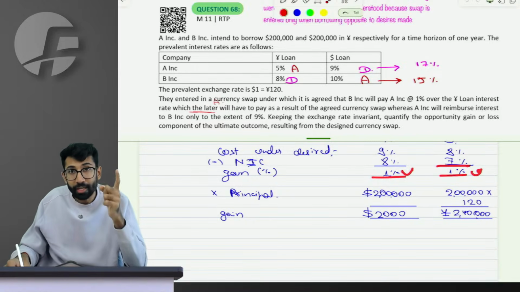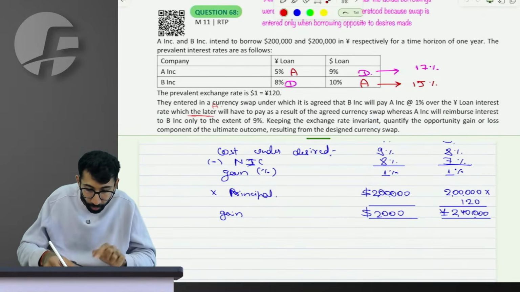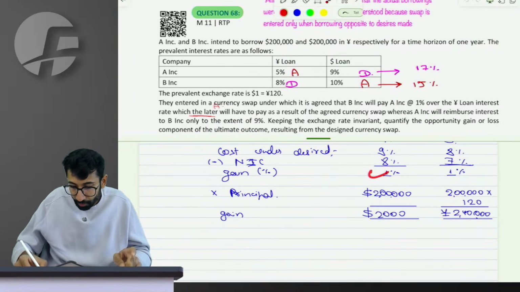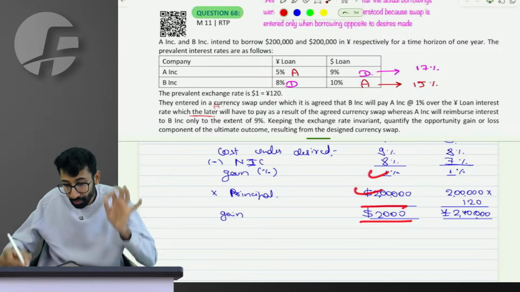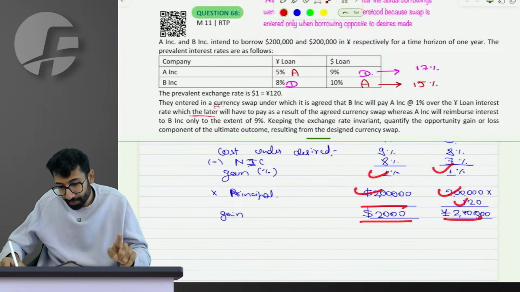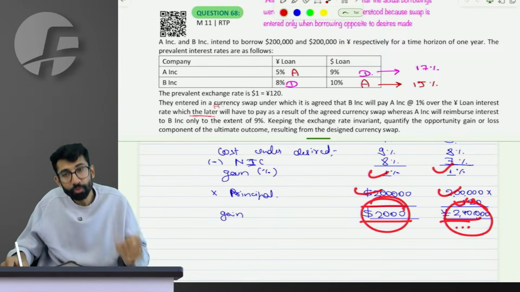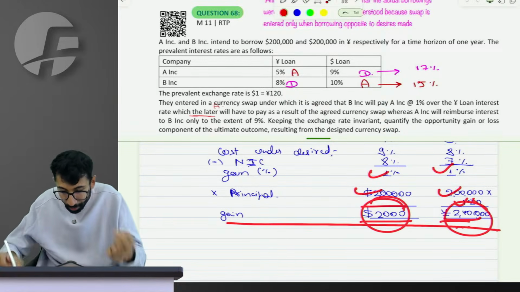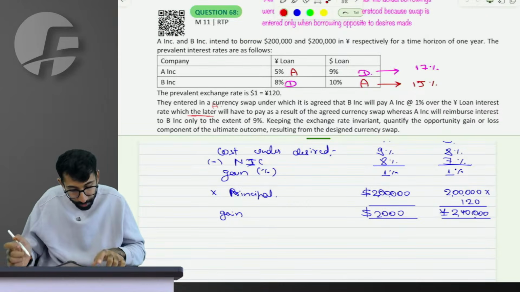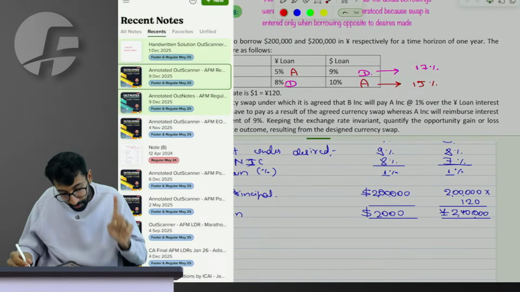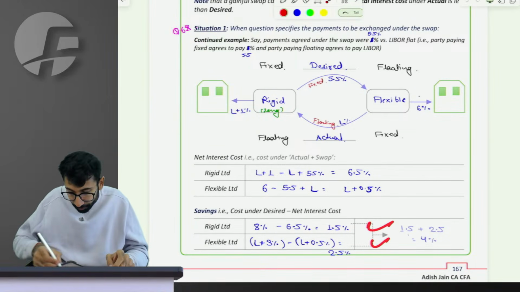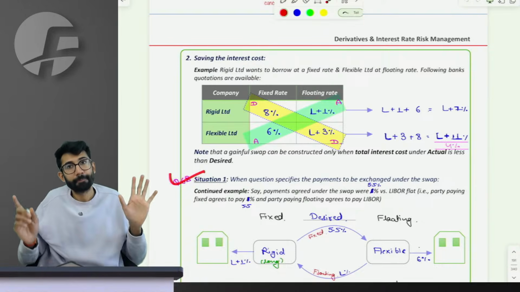Now let's convert. An additional thing in the currency swap you will have to do is to convert into the respective desired currency. $2 lakh, 1% is $2,000. $2 lakh in yen terms multiplied by 120, 1% gain is 2,40,000 yen. Convert the amount of gain to their desired original currency. That is question number 68, which was about constructing a swap. That is what we have specifically learned: constructing a swap, and calculating the gain or loss after construction. That is what you have learned.